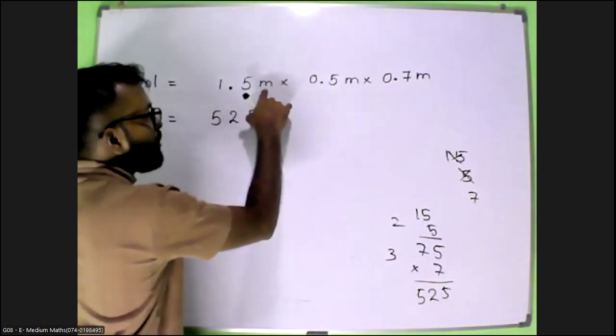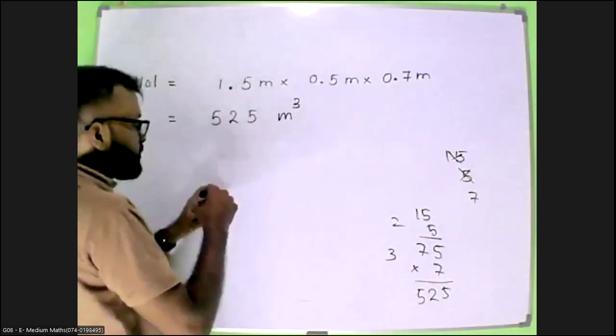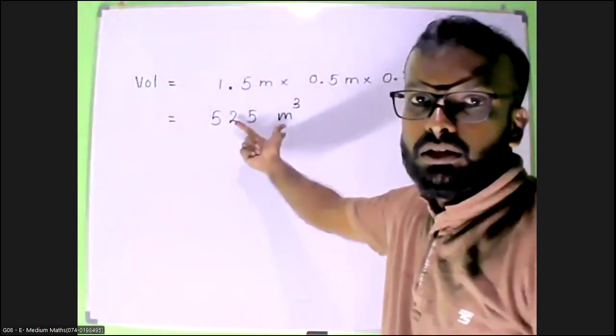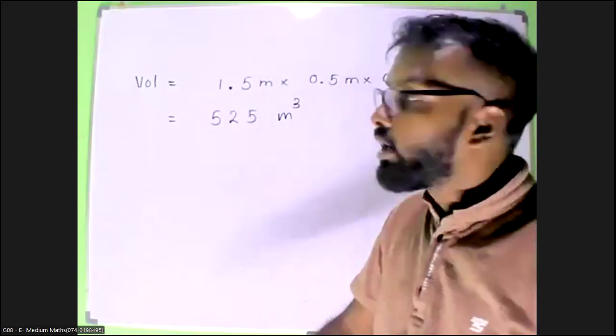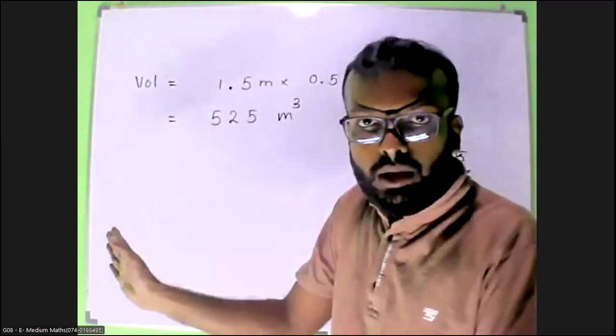What is the unit? Meter. Meter to the power 3. Cubic meter. Now, is this answer correct? No. But why is that? Because the decimal points have not been marked.